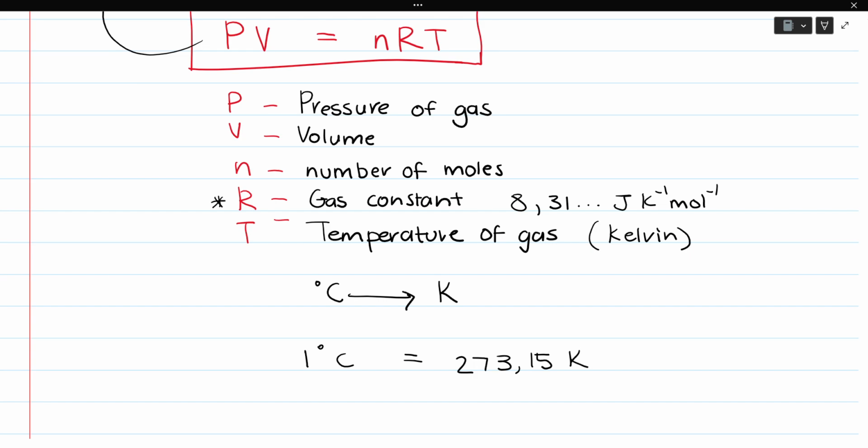Even if you use 273, that's fine. You don't have to include the 0.15. But essentially, if you want to convert any value from degrees Celsius to Kelvin, you are simply going to add this number, 273.15 Kelvin. By doing this, you're going to change your answer from degrees Celsius to Kelvin.